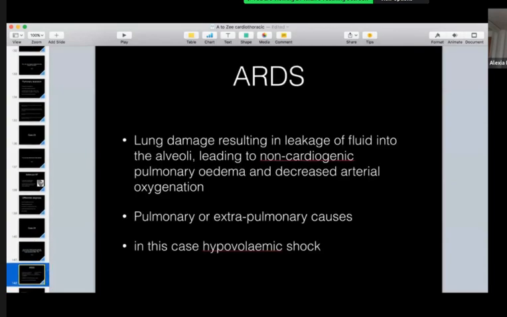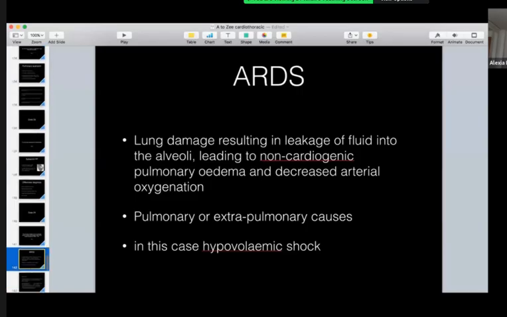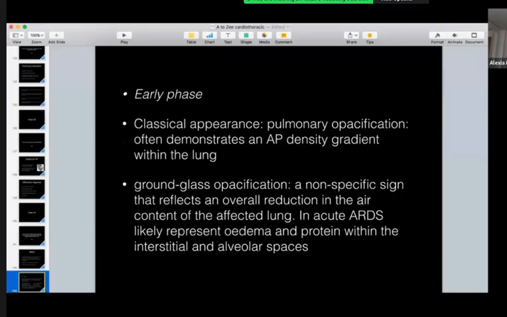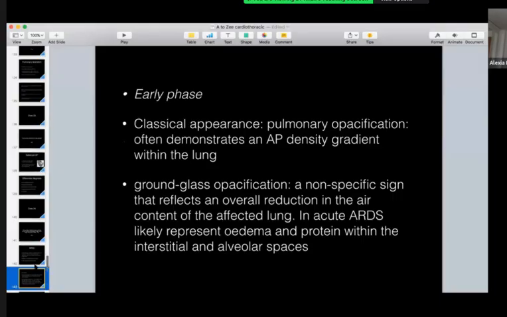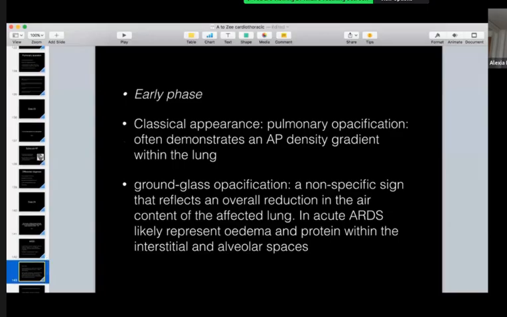ARDS. The causes can be pulmonary or extrapulmonary, as in this case, hypovolemic shock. So we went through this description earlier. In the early phase, you have this pulmonary opacification, which demonstrates this AP density gradient within the lung. So more consolidative in the dependent regions and more ground glass predominant. And the lung apices and the upper zones are relatively spared.